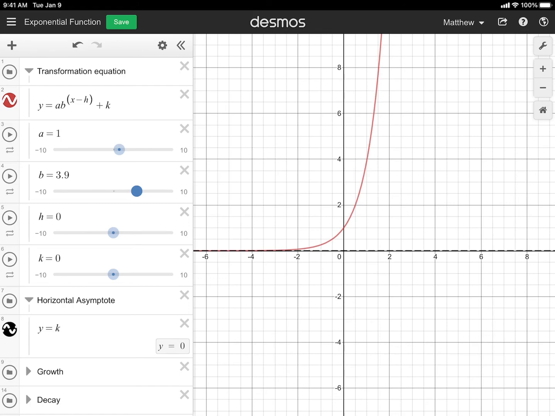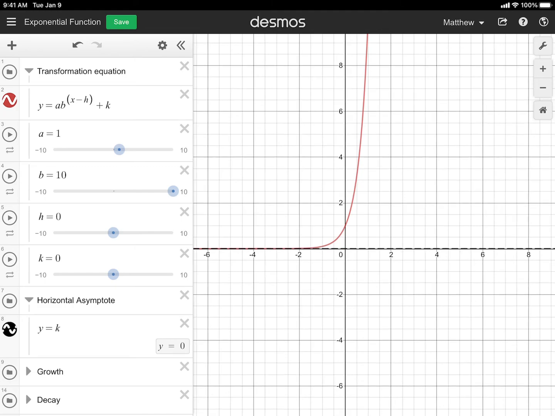Or 4, 5, 6. What's happening to my y-intercept? Nothing. It's staying the exact same. It's still this point, (0, 1). But my graph is just getting steeper and steeper and a little bit more essentially right-angled, you could think about. So that's really all b is changing.